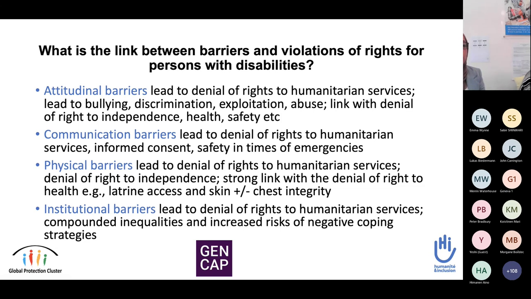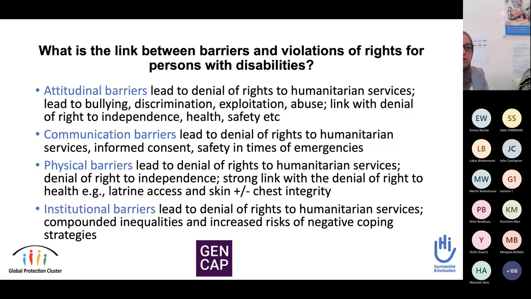Communication barriers lead to denial of rights to humanitarian services, for example, informed consent or safety in times of emergencies. One of the ways we are using these days is a lot of websites to share information, online information. How are we ensuring that this information is accessible, that persons with disabilities are able to use it? I will address it. So, for example, we also need to ensure that we use several approaches to sharing information to be able to overcome communication barriers.